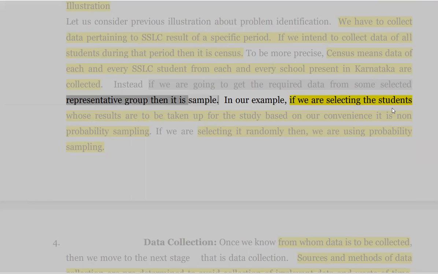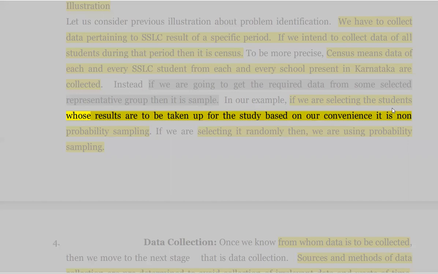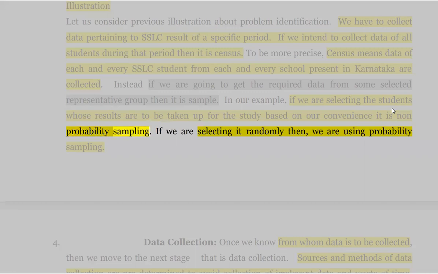In our example, if we are selecting the students whose results are to be taken up for the study based on our convenience, it is non-probability sampling. If we are selecting them randomly, then we are using probability sampling.